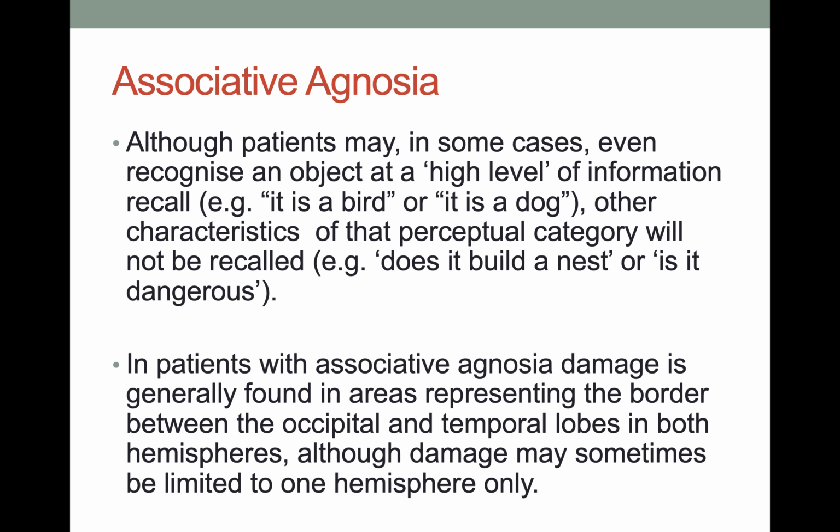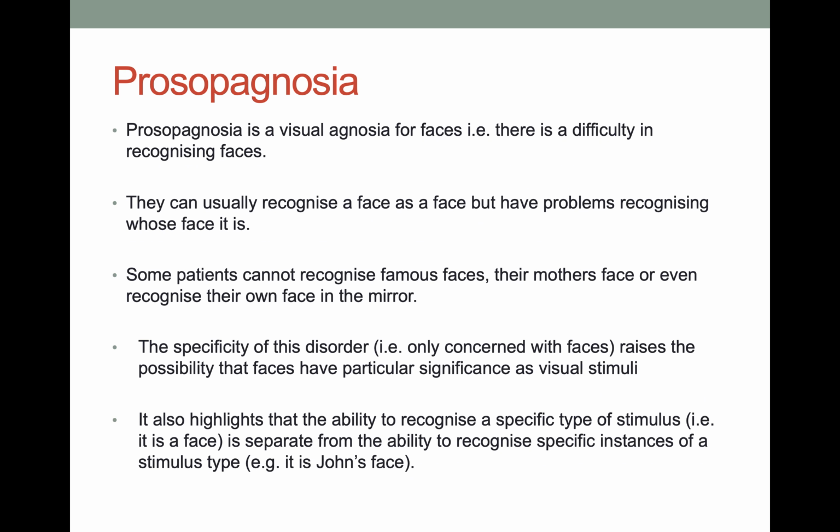So although patients may in some cases even recognise an object at a high level of information recall, for example, it is a bird or it is a dog, all the characteristics of that perceptual category will not be recalled. For example, does it build a nest or is it dangerous? In patients with associative agnosia, damage is generally found in areas representing the border between the occipital and temporal lobes in both hemispheres, though damage may sometimes be limited to one hemisphere only.